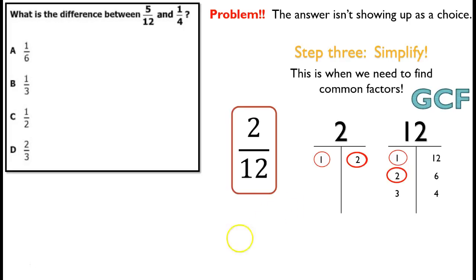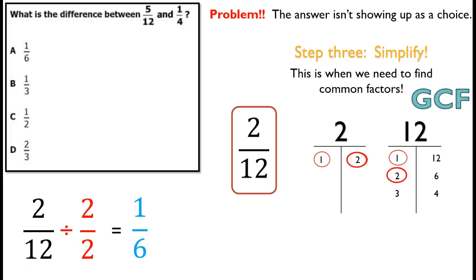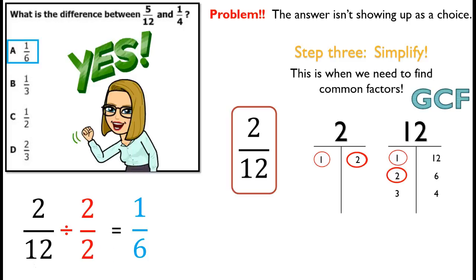Okay, so what we're going to do, we're trying to make this fraction simpler, which means to make the digits smaller. And when you make digits smaller, you need to divide, right? So we're going to take this 2, and we're going to divide the top and the bottom by that digit. And this is how you simplify fractions. And when you divide 2 divided by 2, it equals 1. 12 divided by 2, it equals 6. And looky here. We found our answer. Yes, that's perfect. Okay, good job, everybody.